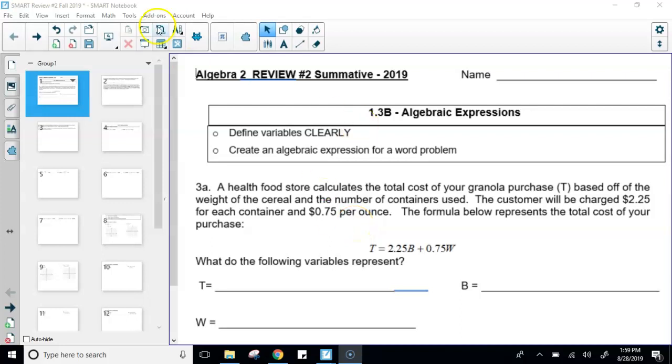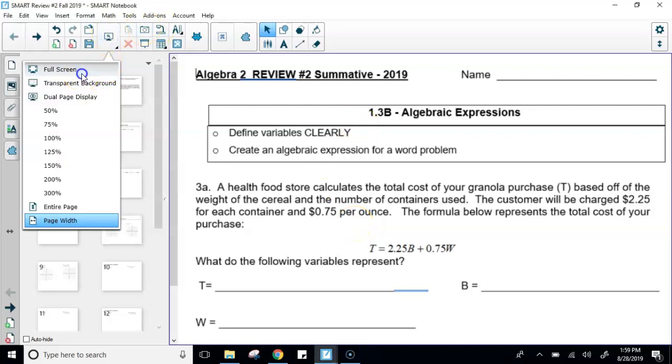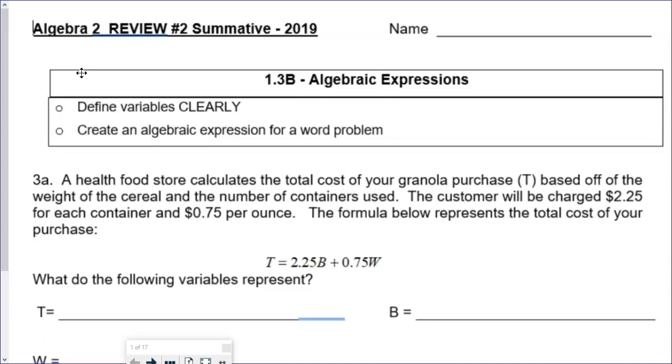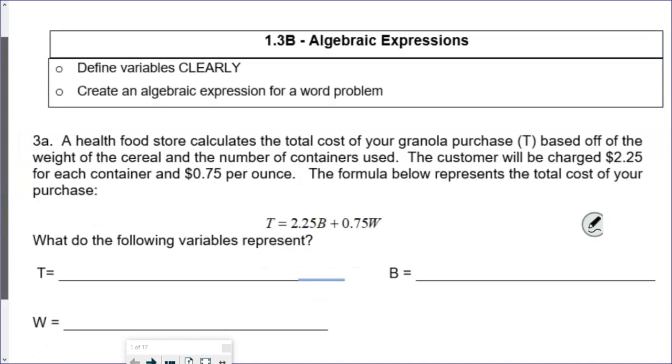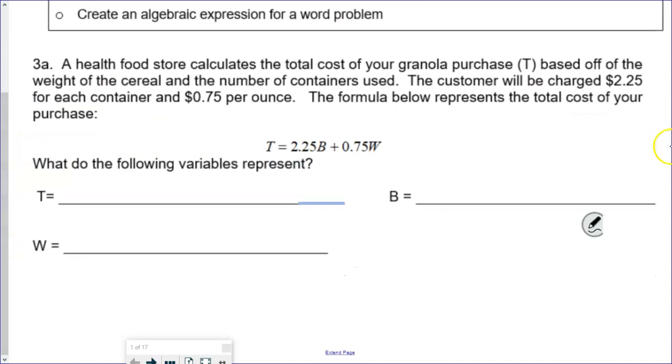Welcome back. So this is the review for summative number 2 in the fall of Algebra 2 in 2019. So this first section is a repeated section from the last summative, as promised. And we decided that the next time we saw this section, we would be way more specific with our variable allocation. So remember that T has to represent something from this story problem here, and it's going to represent the total cost. You guys did a great job with that.